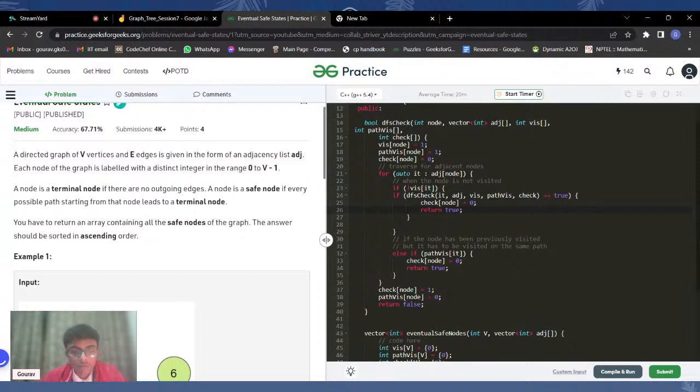Okay. Now, after that, we will write an else path, and we will see whether the path visited is true or not. If path visited is true, it means that there is a cycle, and then we will return. Check of node, we will put 0. It means that that particular node.